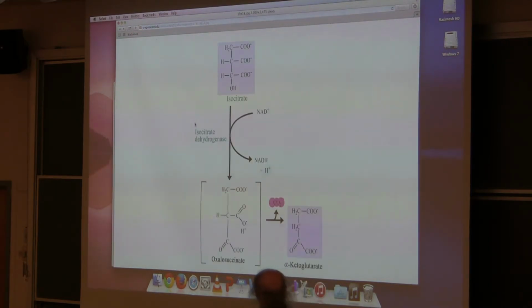Okay. The next reaction is the first of two reactions that are oxidative decarboxylations. This reaction is catalyzed by the enzyme known as Isocitrate Dehydrogenase. And a dehydrogenase will always catalyze an oxidation. And you can see here's an oxidation going on because there's NAD accepting electrons of isocitrate to make NADH. Don't worry about oxaloacetate. We're not going to talk about that.